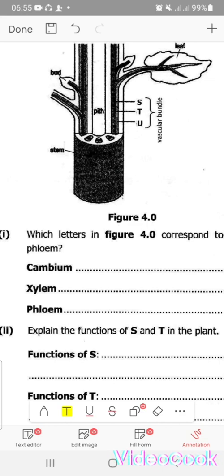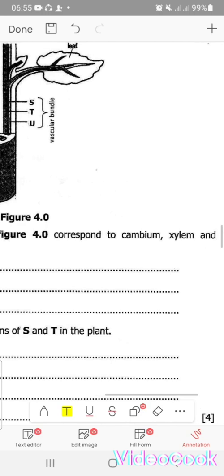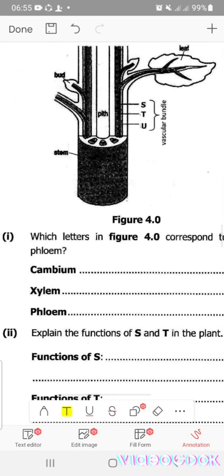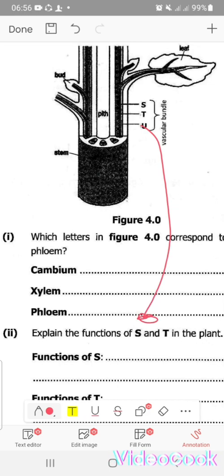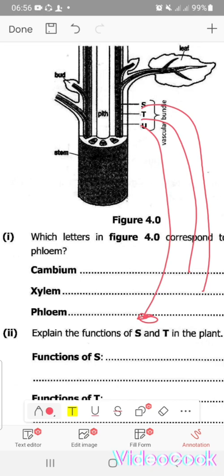Okay, so which letters in figure 4.0 correspond to cambium, xylem, and phloem? This U is pointing outside, which makes it the phloem. T is pointing at the middle, which makes it the cambium, and the S is pointing on the inside, which makes it xylem. So we have the phloem, xylem, and cambium, like that. So U is phloem, T is cambium, S is xylem.